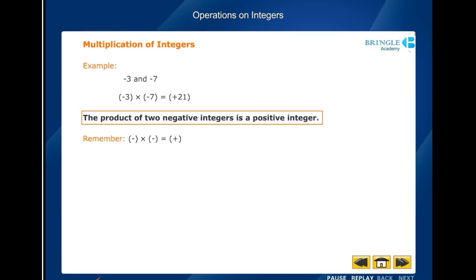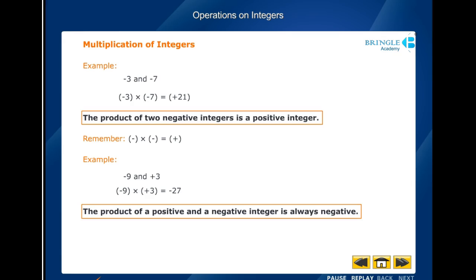What would be the product of a positive integer and a negative integer? We shall find out this with the help of an example. Consider two integers minus 9 and plus 3. The product of minus 9 and plus 3 is equal to minus 27. From this, we understand that the product of a positive and a negative integer is always negative. Remember, minus into plus is equal to minus.